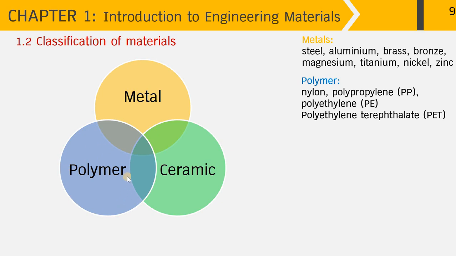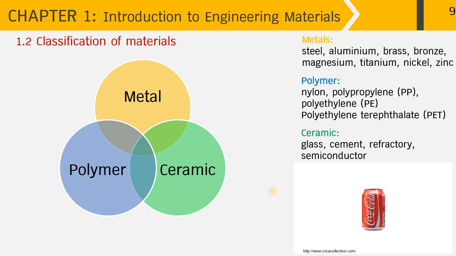And for the circle in blue, you might be familiar with nylon, polypropylene or PP, polyethylene or PE, or PET found in your water bottle. And for the last one in green here, ceramics might be known as the construction materials like cement, refractory, glass, and for the advanced ceramic materials, there would be semiconductor.